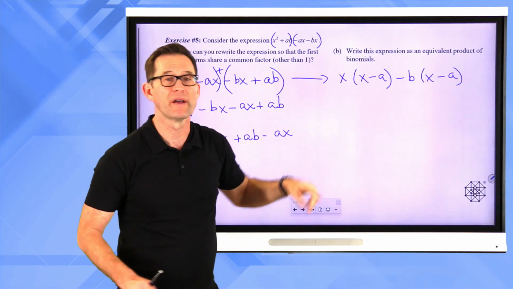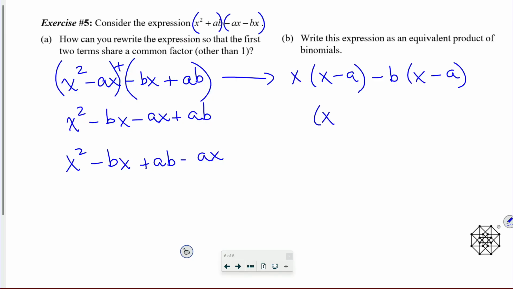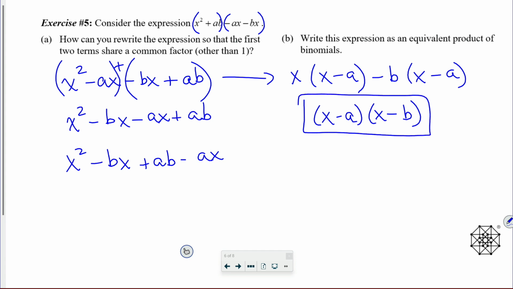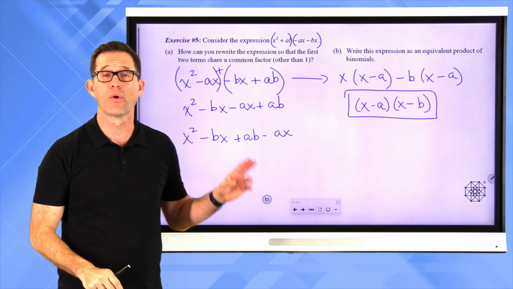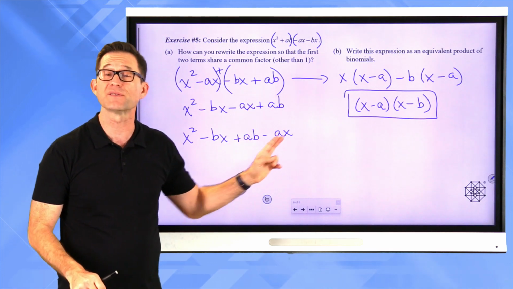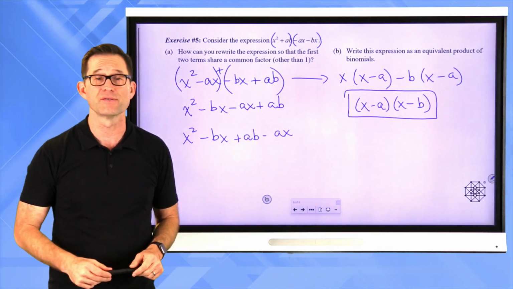And now, of course, what I see is a common factor of x minus a, and that's all multiplying x minus b. And the remarkable thing is, no matter how you write it, whether you wrote it like this, or this, ultimately you get that as your answer.